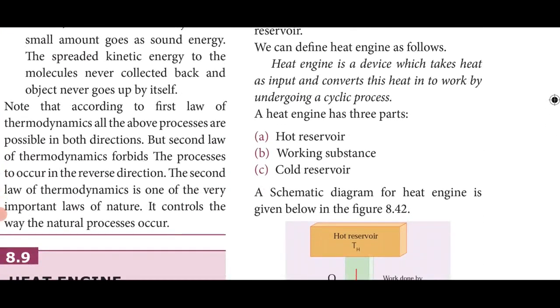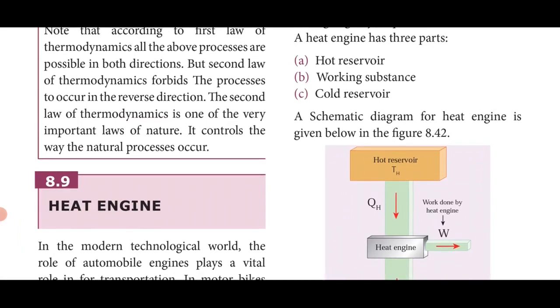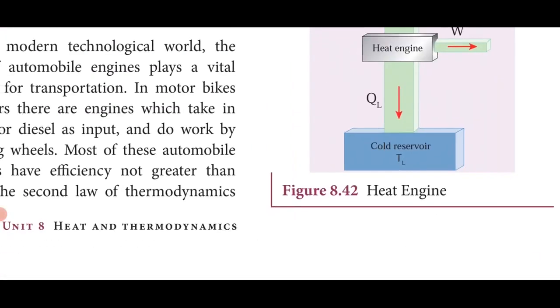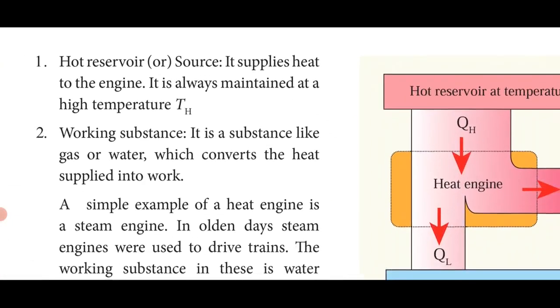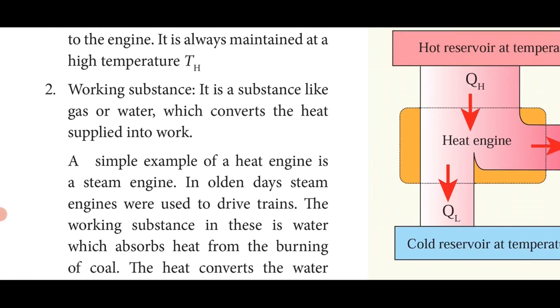We can define a heat engine as a device which takes heat as an input and converts that heat into work by undergoing a cyclic process. So it will have three parts: hot reservoir, working substance and cold reservoir. The schematic diagram for this engine: hot reservoir to heat engine and then cold reservoir. The hot reservoir supplies heat to the engine. It is always maintained at a high temperature. The working substance is like a gas or water which converts the heat into work.